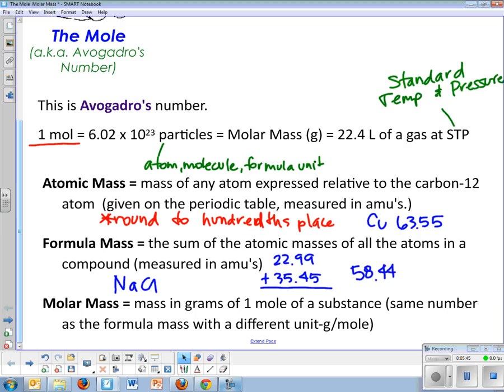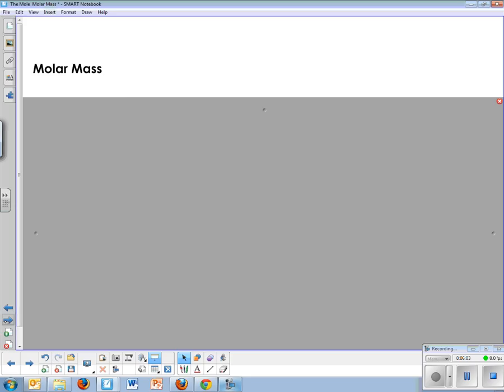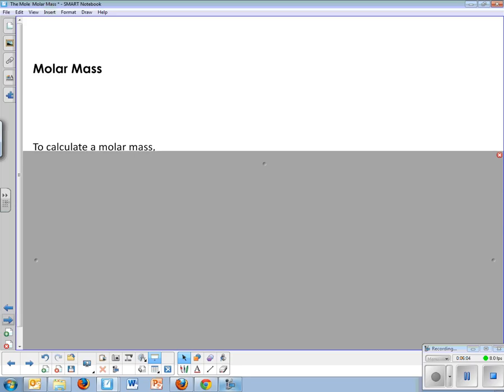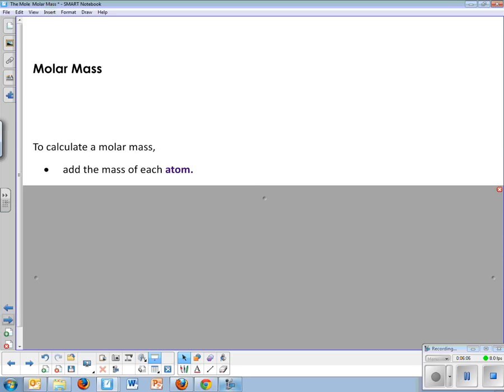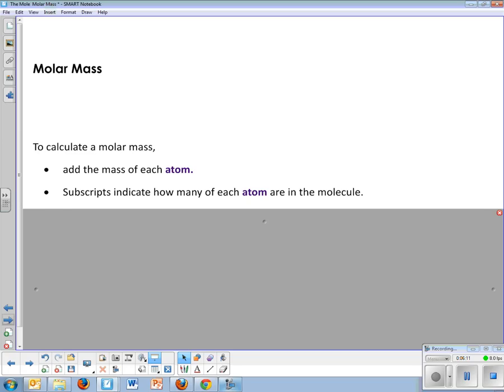It's the same number as the formula mass. So you add them up, but the unit here is grams per mole. So this is the key, grams per mole. Okay. So how do we calculate this? Okay, we're going to talk about one that's more complicated than something like NaCl. So to calculate the molar mass, first you have to add the mass of each atom. So you have to know how many there are of each atom.